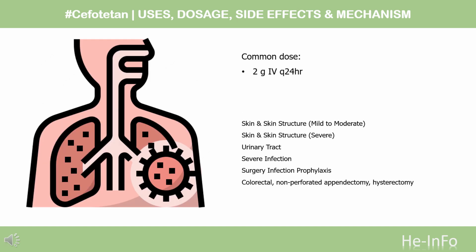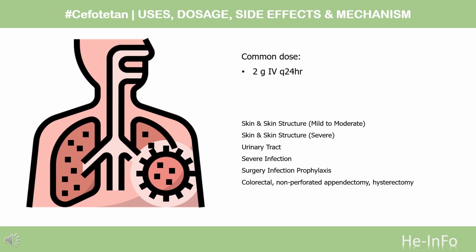Dose. The dose of this medicine will be different for different patients. Skin and skin structure, mild to moderate: 2 g IV every 24 hours. Skin and skin structure, severe: 2 g IV every 12 hours. Urinary tract: 500 mg IV/IM every 12 hours, 1 to 2 g IV/IM every 24 hours, or 1 to 2 g IV/IM every 12 hours.